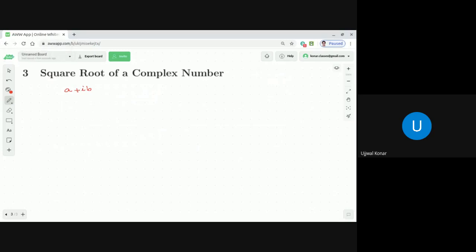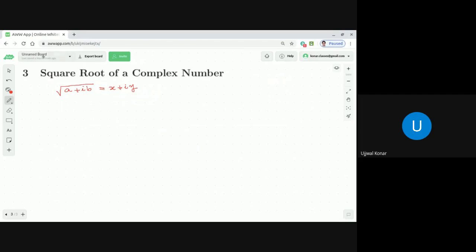Then what we are going to do is find the square root of a plus ib. To find it, we can write that the square root of a plus ib is equal to x plus iy. Square root of a plus ib is equal to x plus iy.